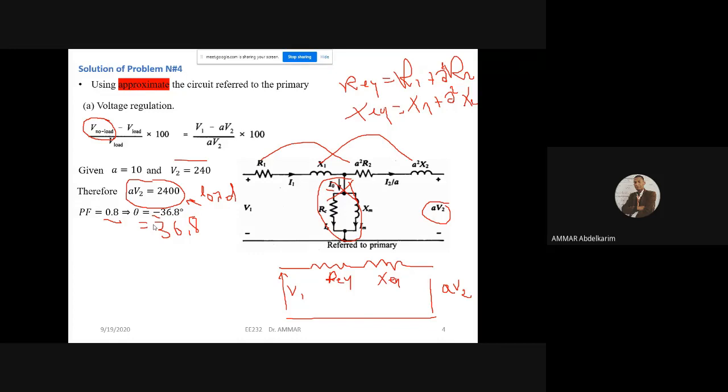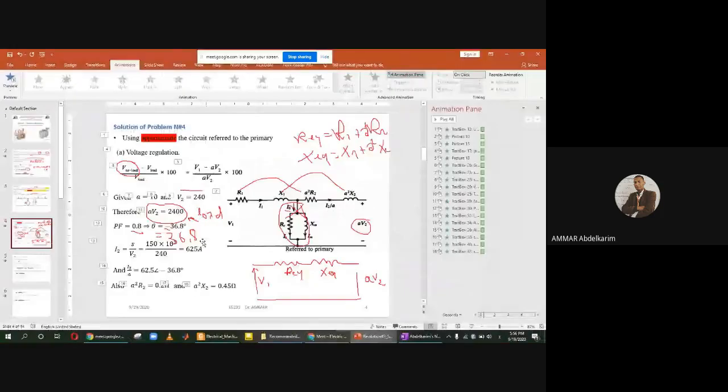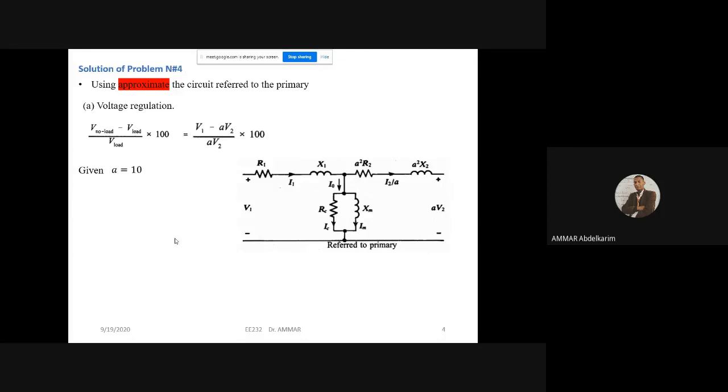We have another problem, problem number 8. We have different cases. We are going to see it, inshallah. Try to find the voltage regulation in different cases: lagging, leading and unity power factor. Okay, so the current is not given, but we can determine the current from the apparent power.